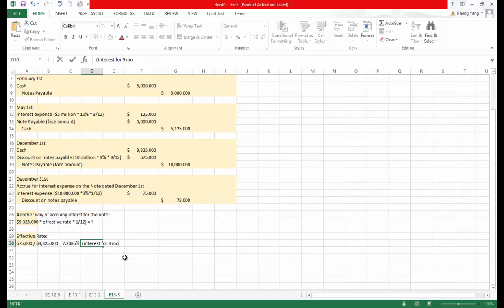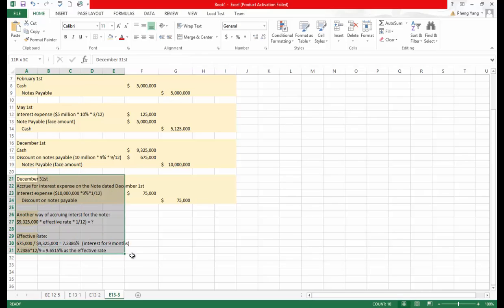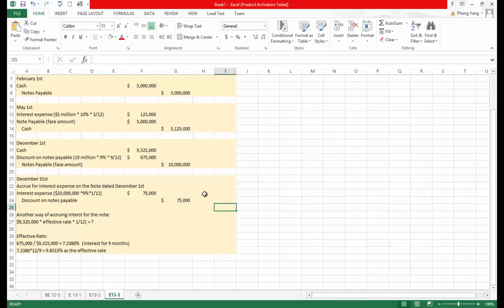Okay, that's our interest for 9 months. To find the annual or the effective interest, we're going to take that 7.2386, we're going to multiply it by 12 over 9. And that will get me to 9.6515% as the effective rate for this problem. Okay, so let me just highlight this whole thing. There. Okay.